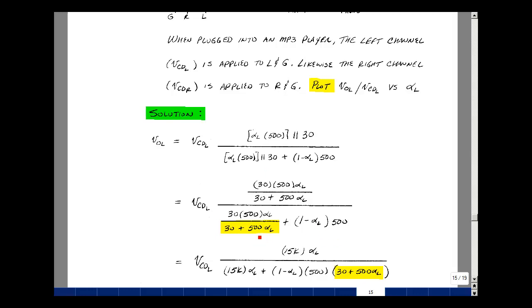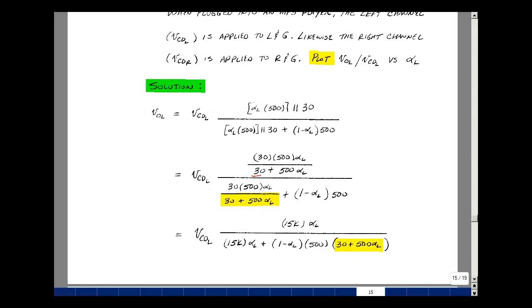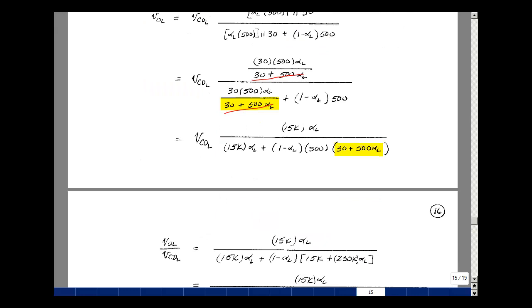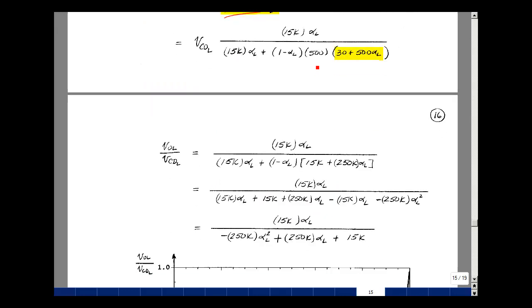Now let's multiply through by 30 plus 500 alpha L, and in the numerator that cancels with this term, and in the denominator we're left with 30 times 500, which is 15k times alpha L, same in the denominator, and then 1 minus alpha L times 500 times the 30 plus 500 alpha L. Let's multiply this out. So 500 times 30 is 15,000, and then 500 times 500 is 250,000. Okay, now let's multiply all this out.